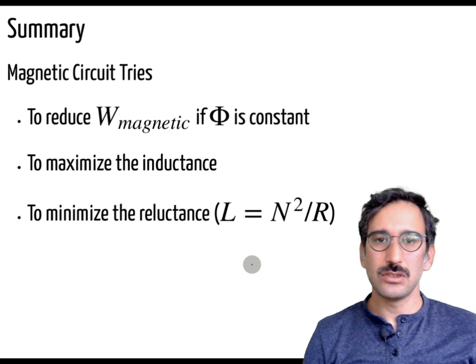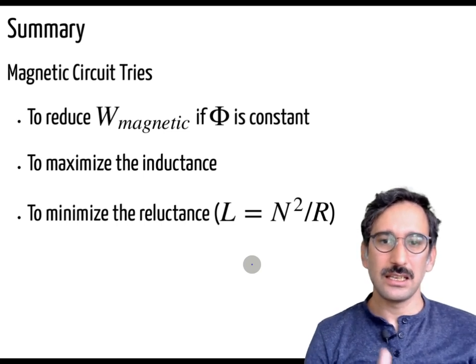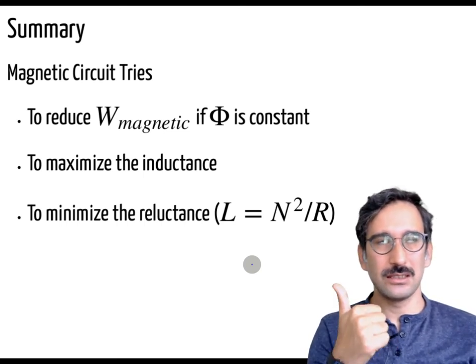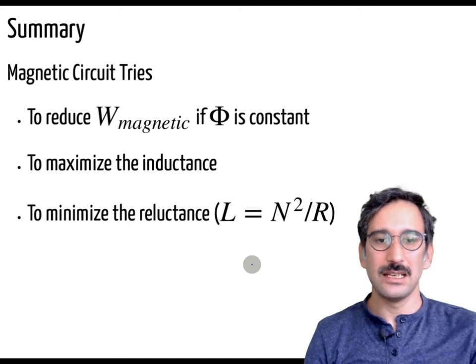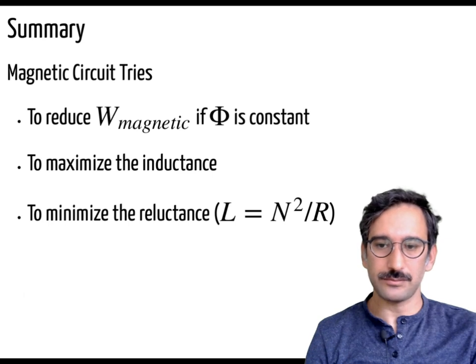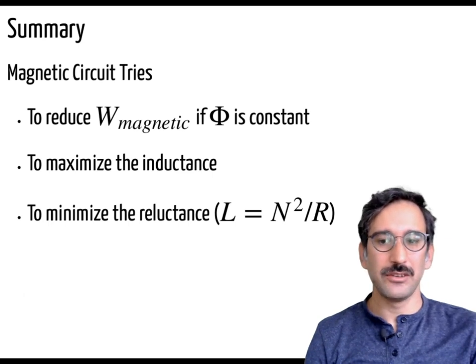Okay, so just to summarize again, please have a look at last year's courses on magnetic circuits and that kind of thing. Magnetic systems try to maximize the inductance and minimize the reluctance. So that's it for now, and we will move on to rotational systems in the next video.